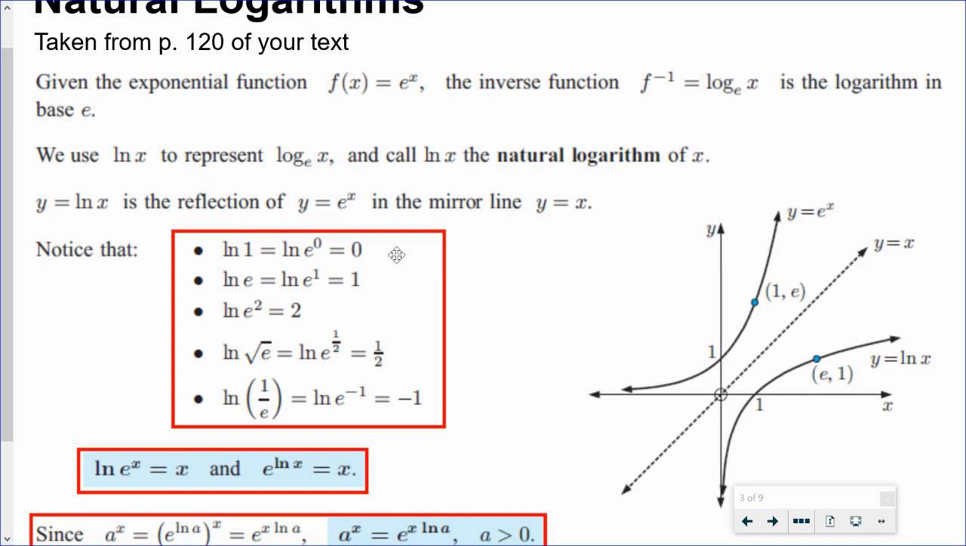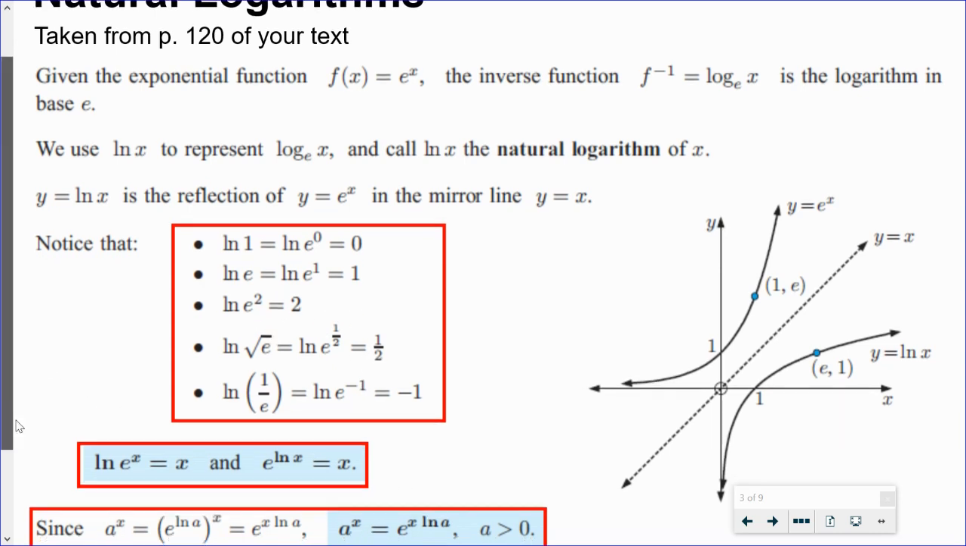A couple important things to note: ln 1 is ln of e^0, which is 0. Remember that ln is log base e of x, so e to the what gives me 1? The answer is 0. ln of e is ln of e^1, which is just 1. ln of e squared is 2, etc.